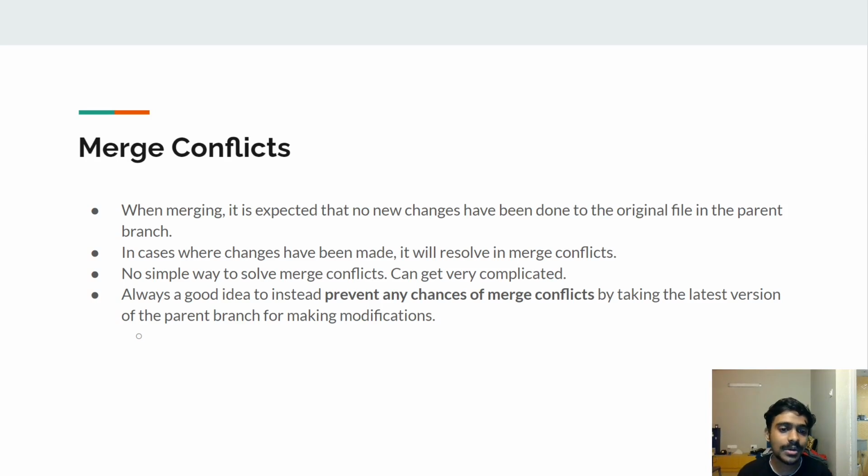So that is why it is always a good idea to prevent any chances of merge conflicts by taking the latest revision of the parent branch for making modifications. That way you completely eliminate the chance of having any merge conflicts at all.